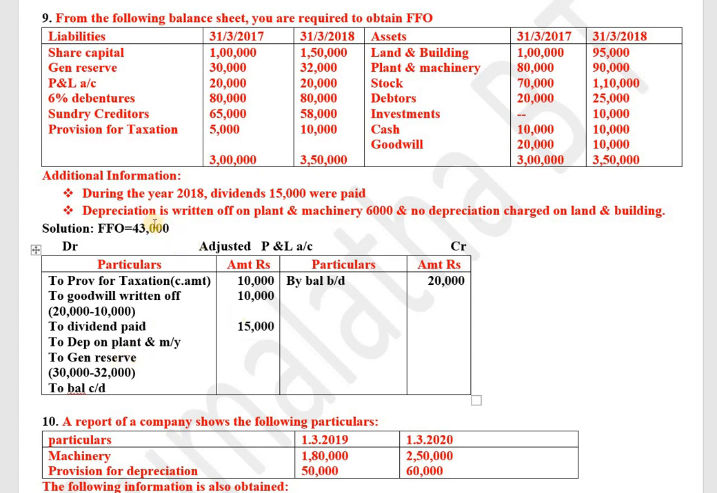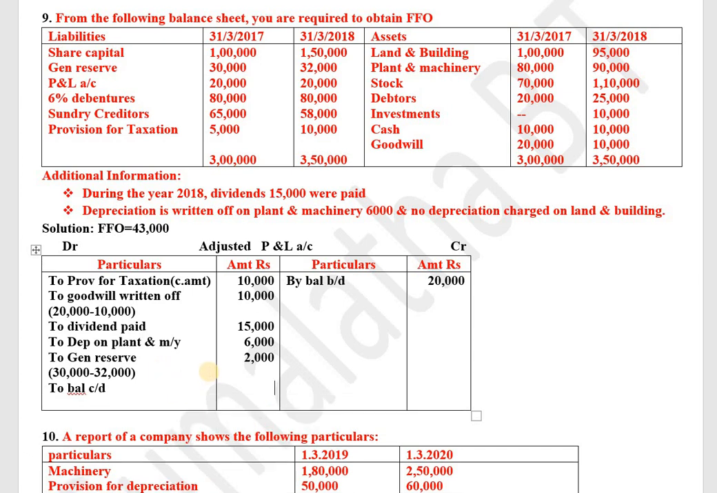Make an entry. And next, depreciation is written off on plant and machinery of 6,000. How much depreciation on plant and machinery? 6,000. Right? And there is no depreciation on land and building. Okay, fine. And next, what have we left out? General reserve. Last time it was 30,000, this time we are transferring another 2,000 to the general reserve. That means there is an increase in general reserve. So to general reserve, 30,000 minus 2,000. Here we can also put general reserve increase. How much increase? There is an increase of 2,000.